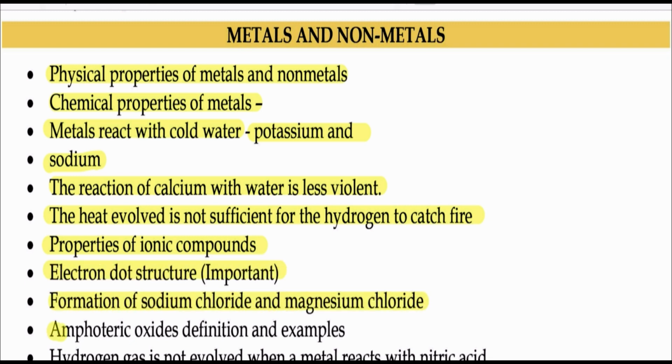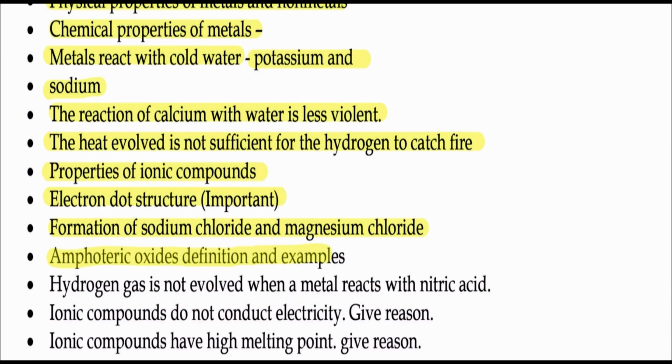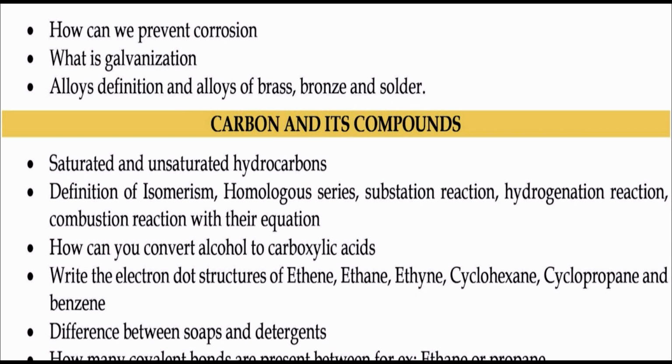Amphoteric oxides definition and examples. Hydrogen gas is not evolved when a metal reacts with nitric acid. Ionic compounds do not conduct electricity. Give reason. Ionic compounds have high melting point. Give reason. How can we prevent corrosion? What is galvanization? Alloys definition and alloys of brass, bronze and solder.